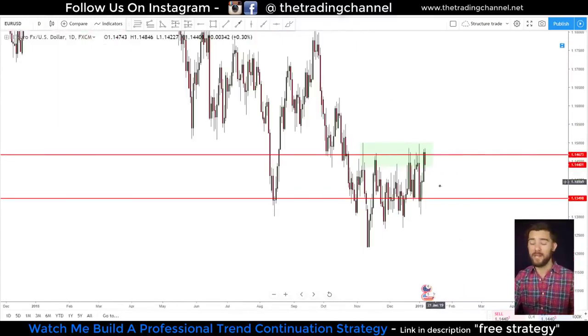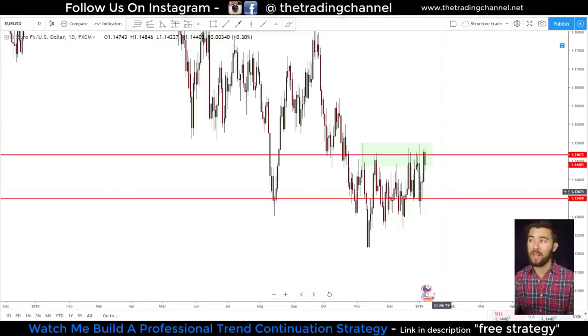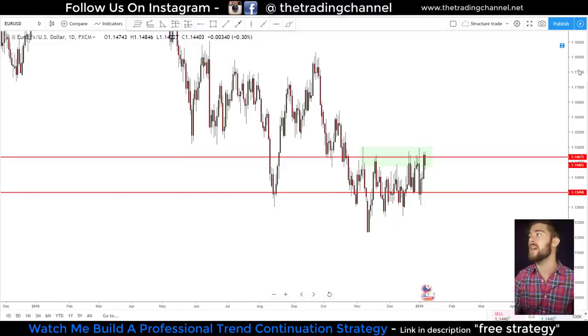So personally, what we're waiting on here is a move down from this area, this green box that we're in. We're expecting that move down to at least hit the trend line of this ascending wedge we're seeing off of this support level, and possibly make it all the way down to around 112. That's what we're expecting out of the euro dollar. We'll now move on to our next pair.